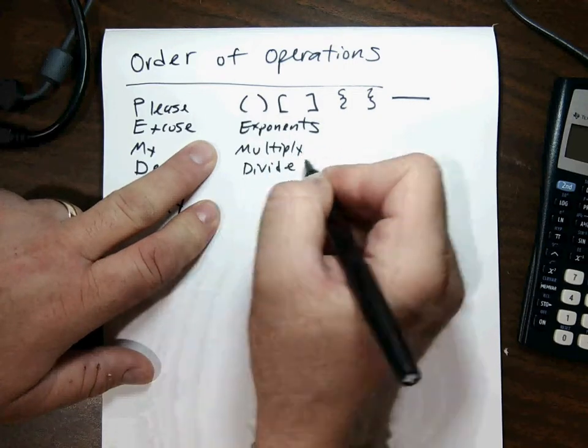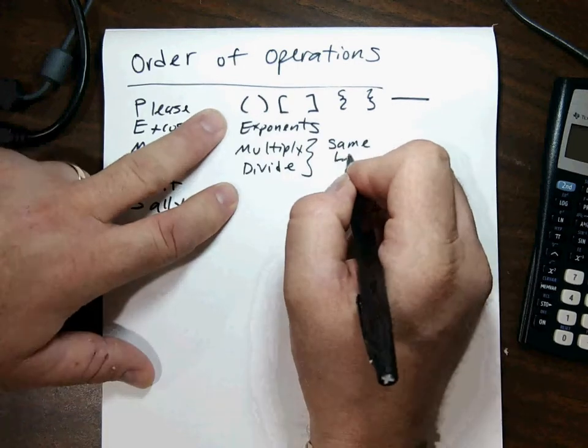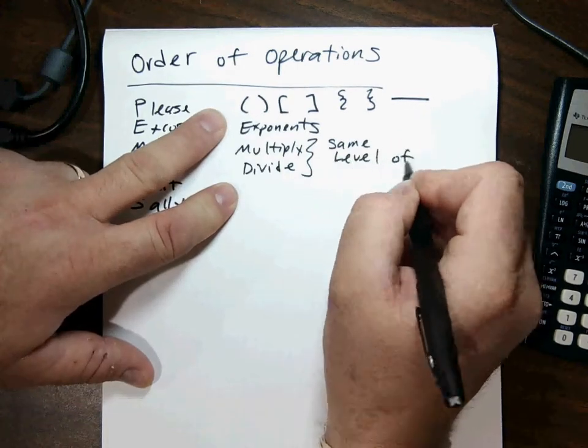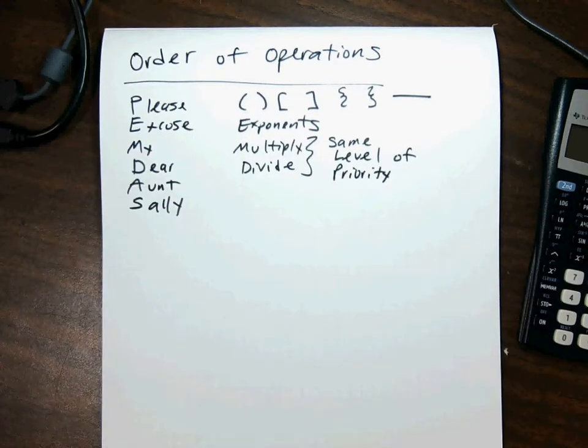Okay, but a big caveat here: same level of priority. Meaning multiply and divide go together. So if I happen to hit a division before I hit a multiplication, I'm going to do that division first because they're the same level of priority. I don't go through and do all the multiplications and then go back and do the divisions. I do them together as they occur from left to right.